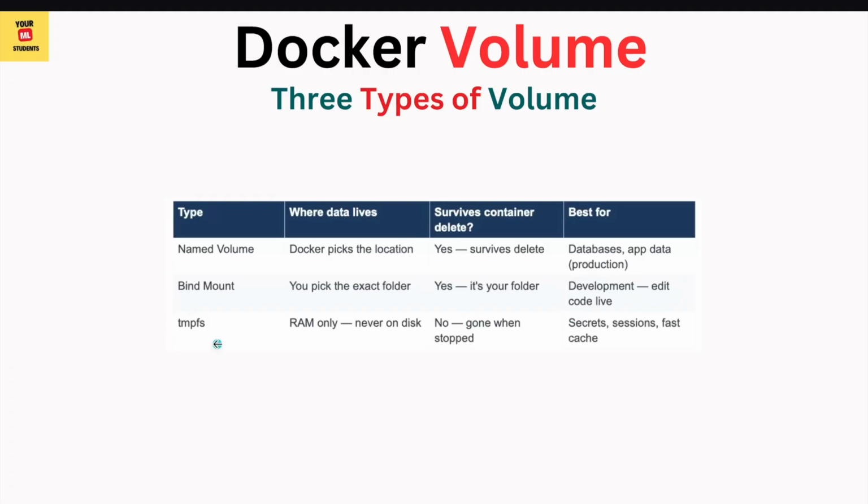Then tmpfs. tmpfs stores the data in RAM only, never on disk. It's not stored anywhere else, only inside the container's RAM. That's why whenever you delete the container, it deletes the storage itself. So it is gone when stopped. When you want to store secrets, sessions, or cache, in such cases you can use it.